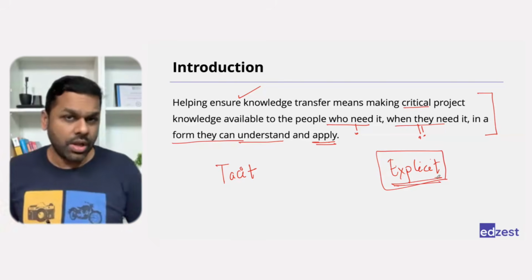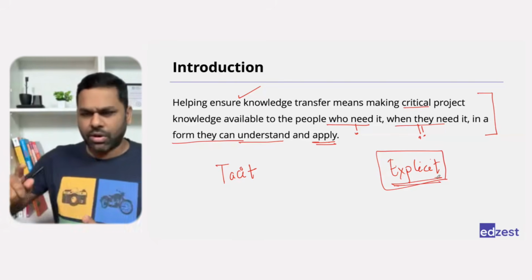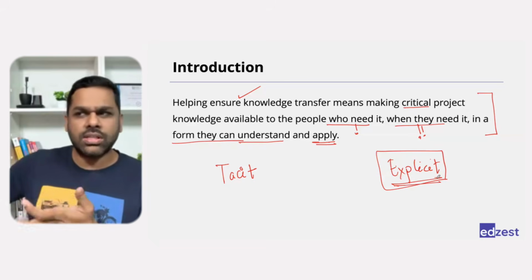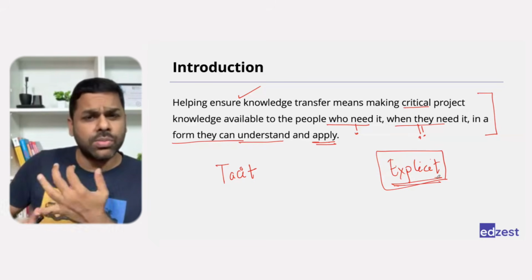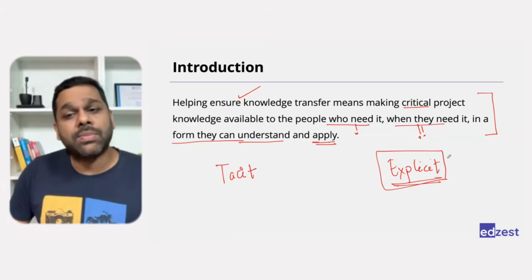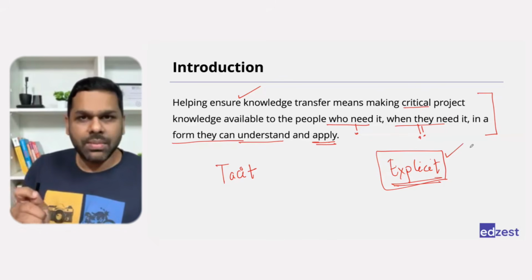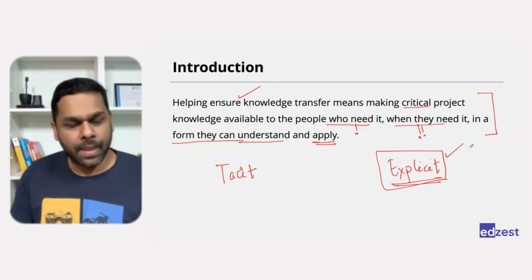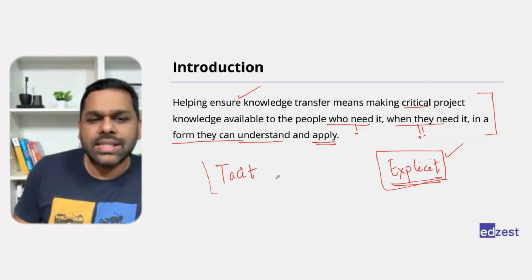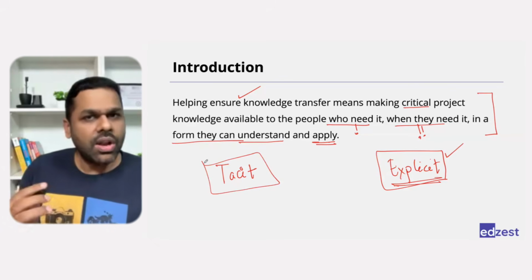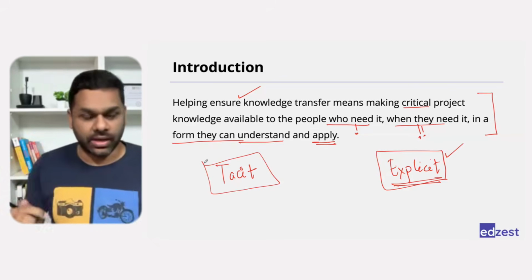In your project also, you would have a lot of knowledge about project status, about resources, about tasks being completed, about tools being used. These are all your explicit knowledge, which can be easily shared. While there is something called tacit knowledge. Tacit knowledge is something which is very difficult to share.